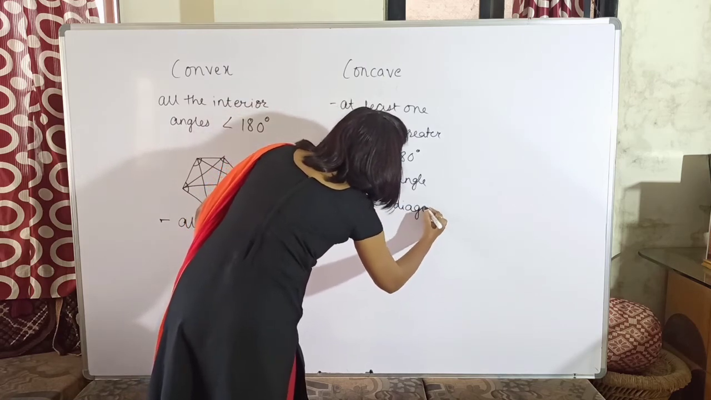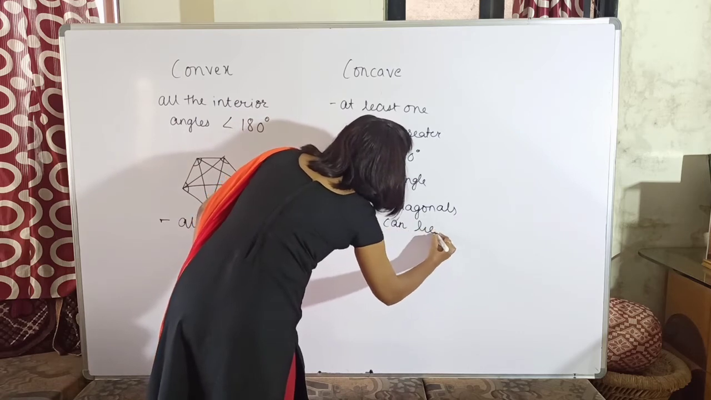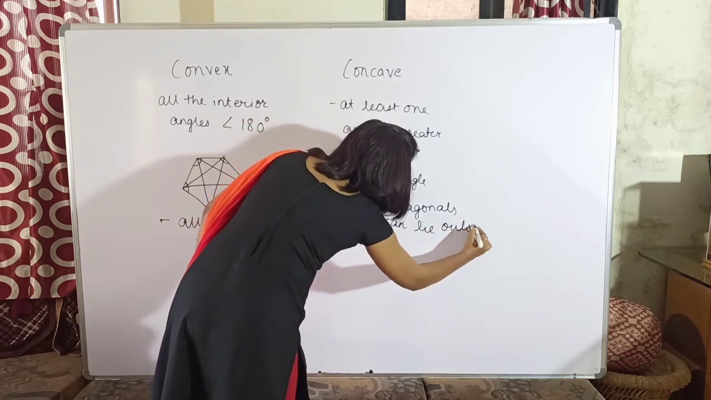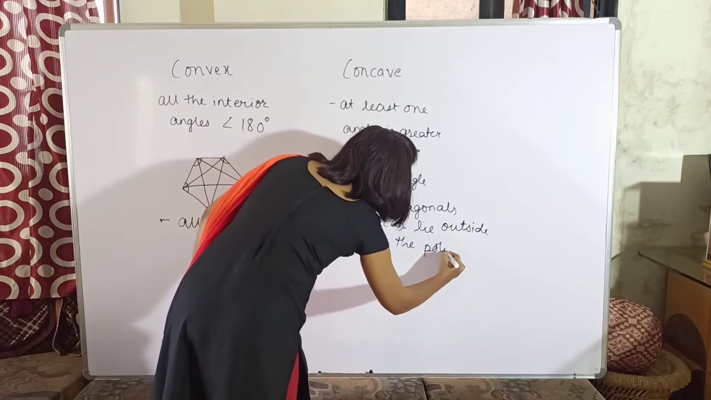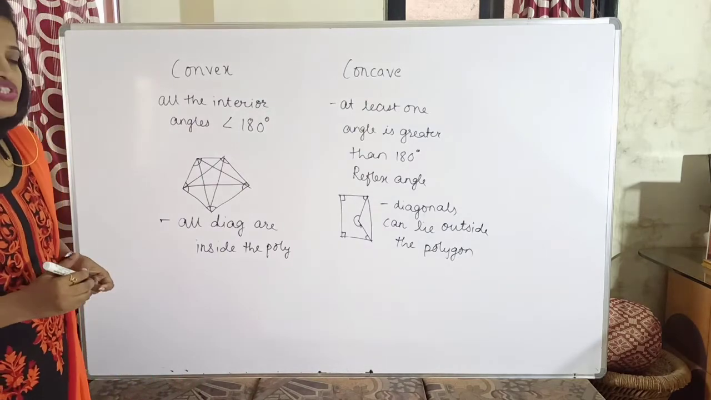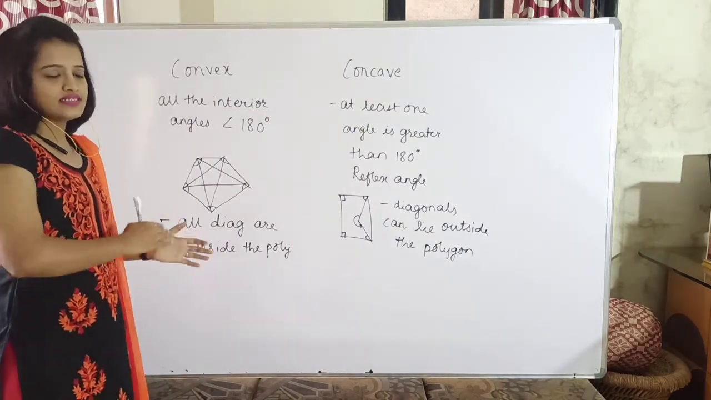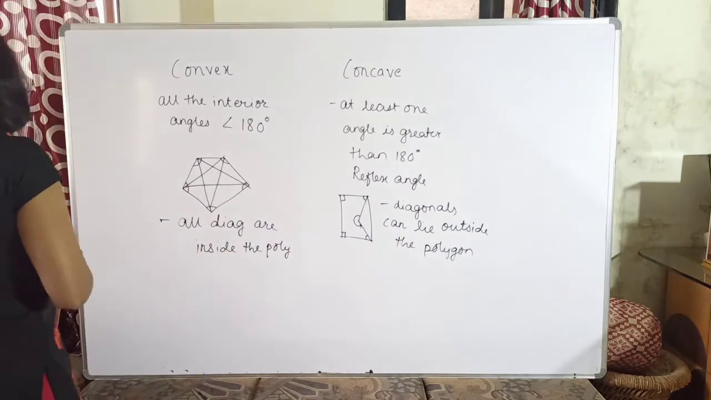A diagonal can lie outside the polygon, outside as in outside the figure. So that is the second differentiating point: diagonals lying inside, whereas in a concave polygon, diagonals can lie outside the polygon. Okay.